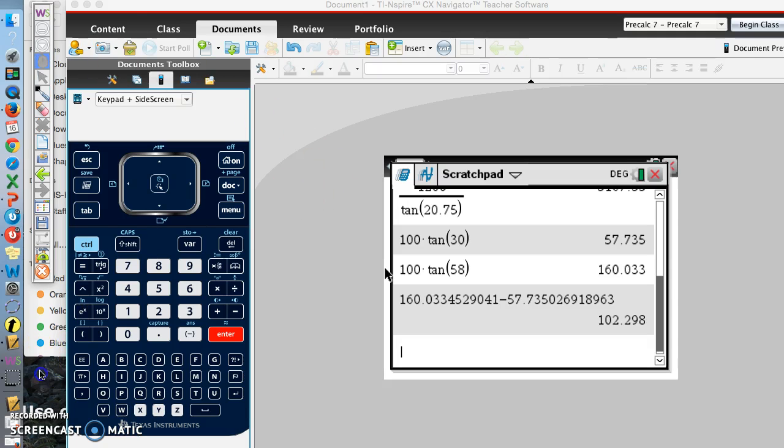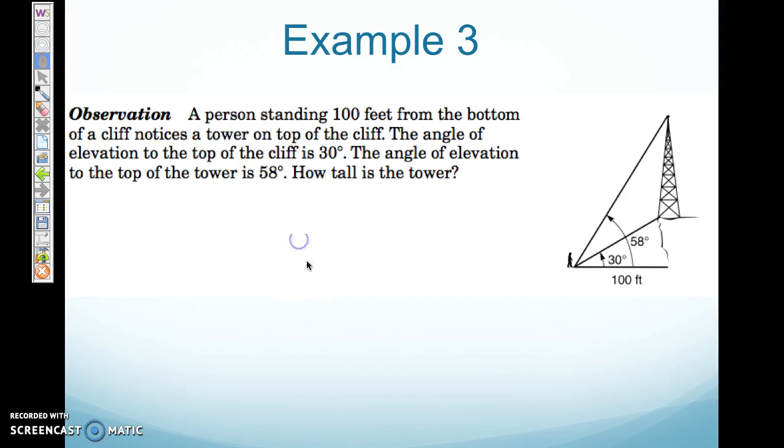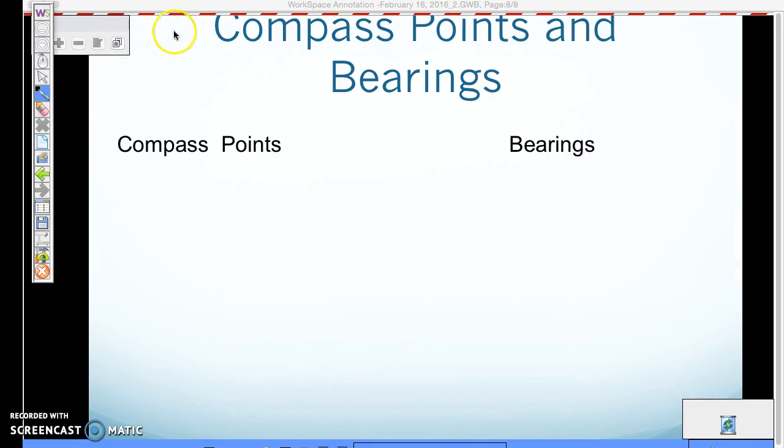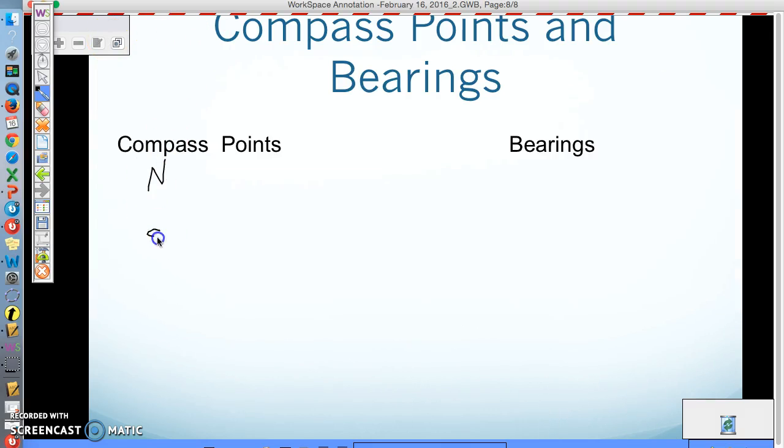All right, so next we're going to talk about compass points. So on a compass, we have our north, south, west, and east. And now there's a couple ways that we say bearings. Bearings are directions given to us. So for example, if I said north 45 degrees of east, what this means is we start at north. So imagine your compass. So here's north and east, and we are going 40 degrees east. So this would be 40 degrees right here.